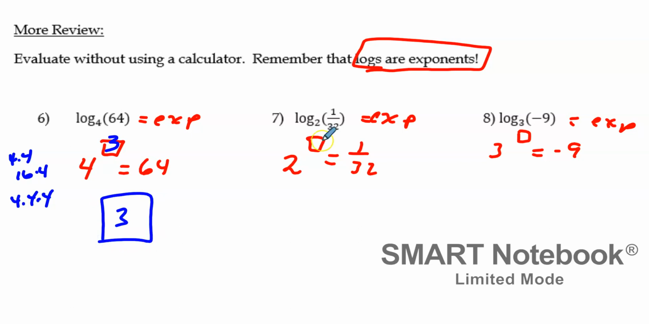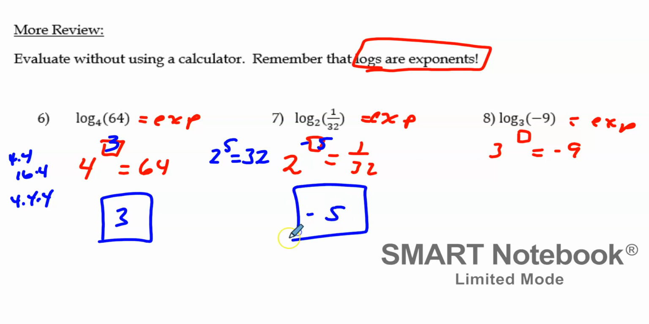Number 7, 2 to the what gives me 1/32. Well, 2 to the 5th, or 2 times itself 5 times, is 32. So that means 2 to the -5th must be the reciprocal, because negative exponents don't lead to negative numbers, they lead to reciprocals. So your exponent that makes that true is -5.